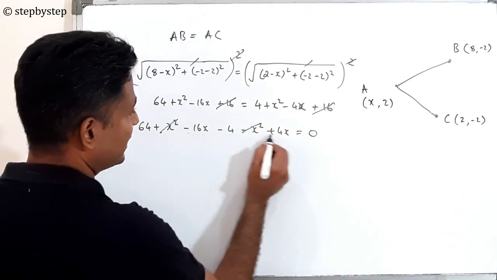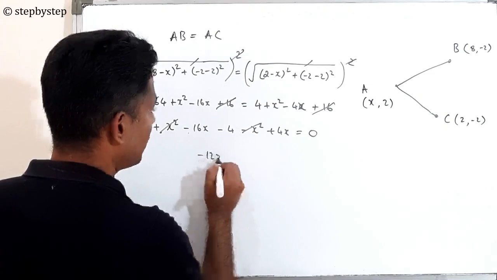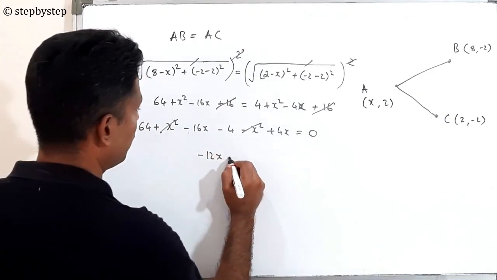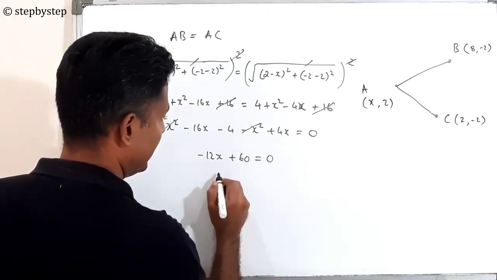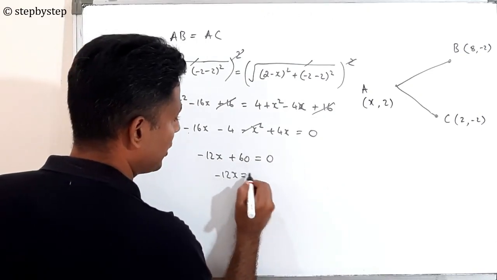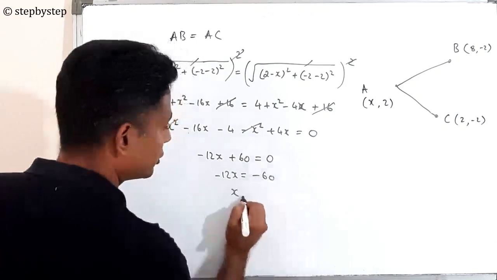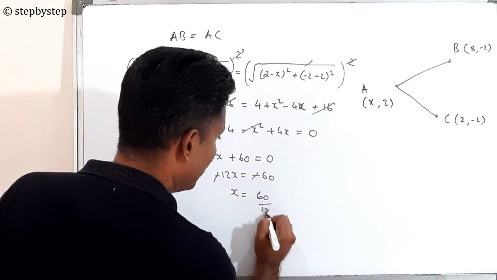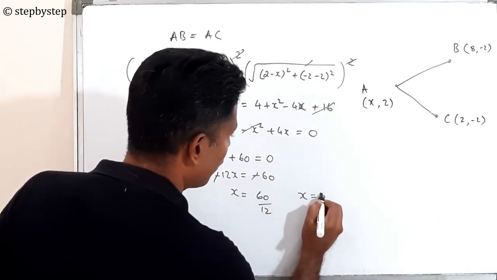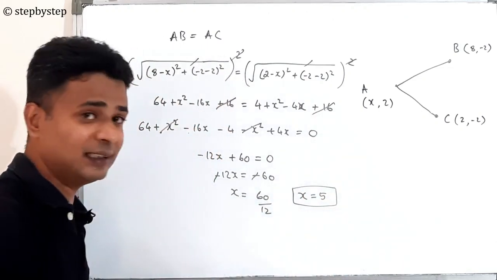Now minus 16x plus 4x is minus 12x. 64 minus 4 is plus 60, equal to 0. So I get minus 12x equal to minus 60. So x equal to, minus signs will cancel, x equal to 60 by 12. So x equal to 5. So the value of x is 5.